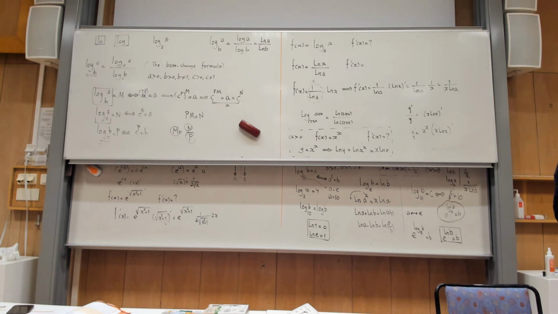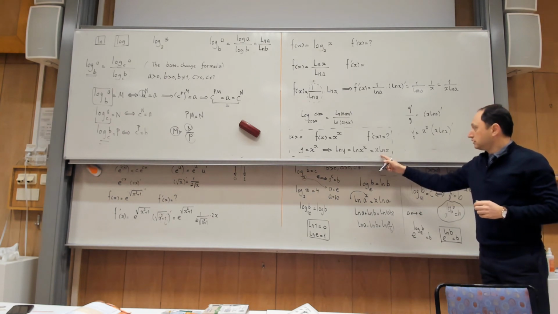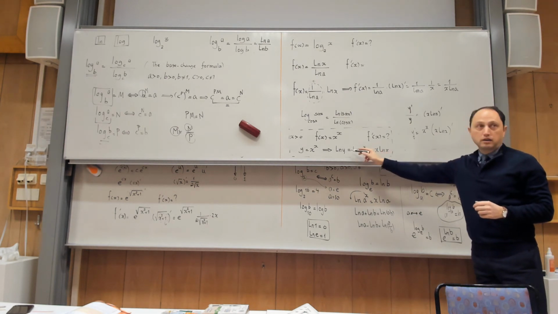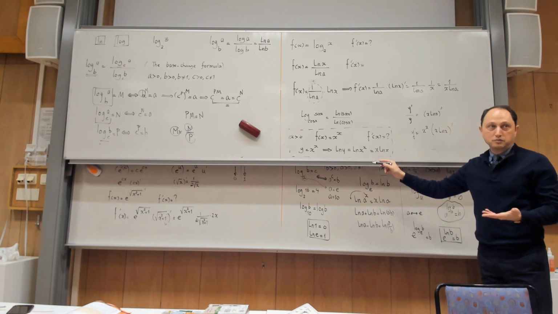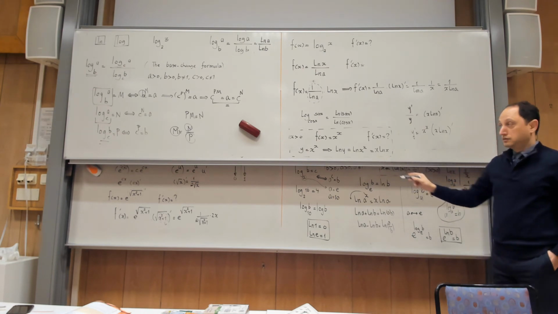Isn't x ln of x just x over x? Pardon? Here? No, x should go to the front. Yes, but x ln of x, ln of x is 1 over x? No. I don't know why you have this impression. Because it's in the table.